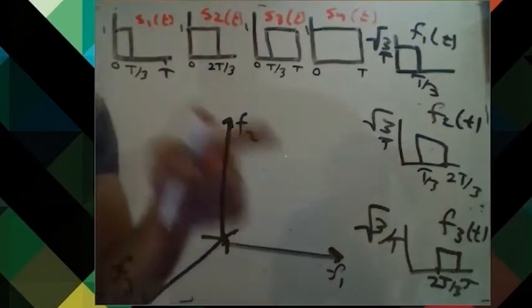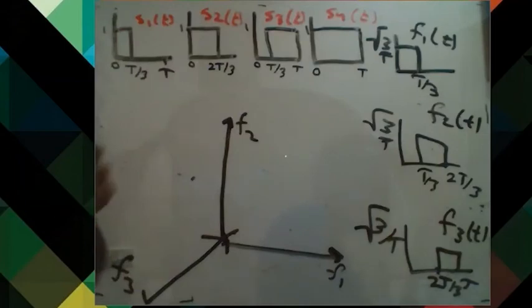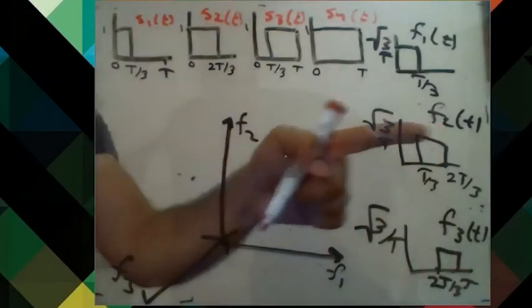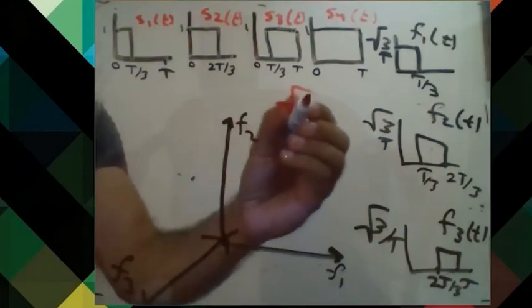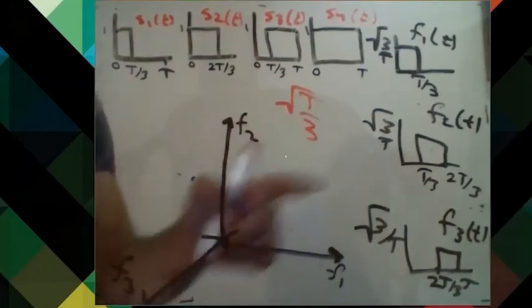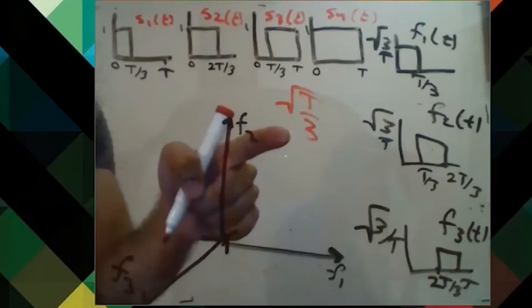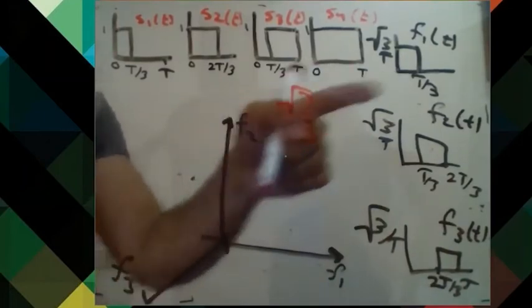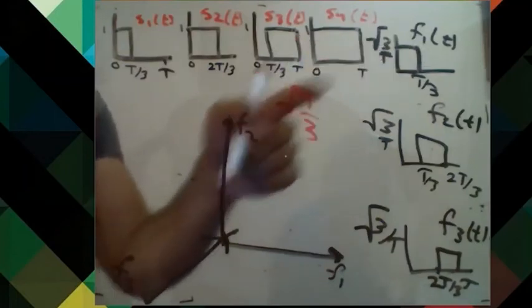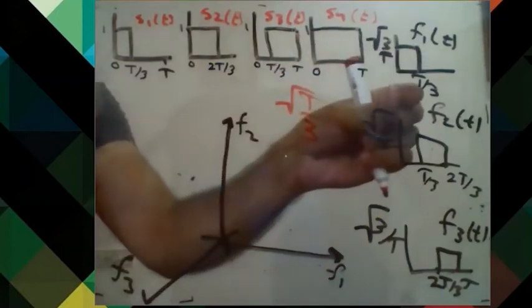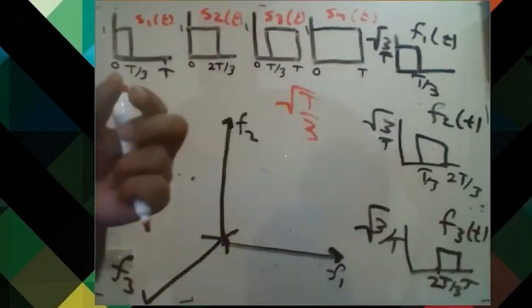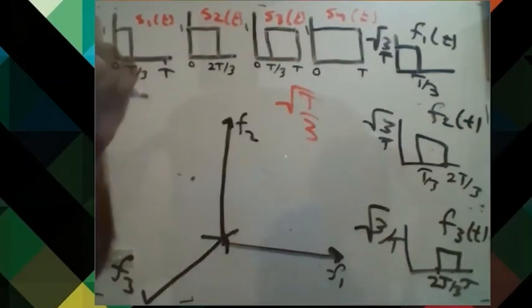Okay, so let's first draw S1. If you notice, if I multiply this signal with F1, the magnitude will become 1, and from 0 to T by 3, I'll have a signal with magnitude 1.